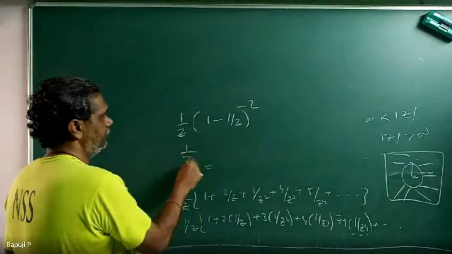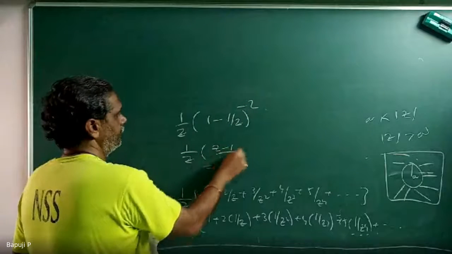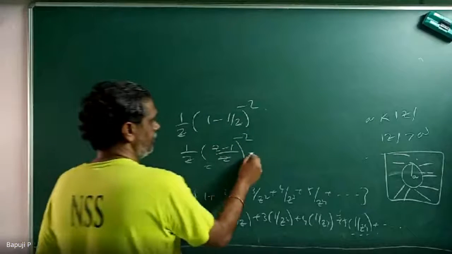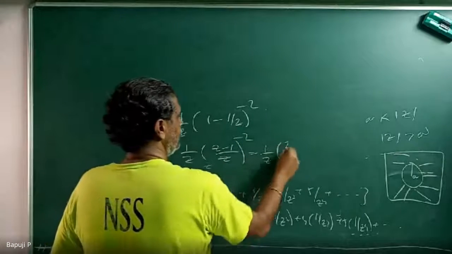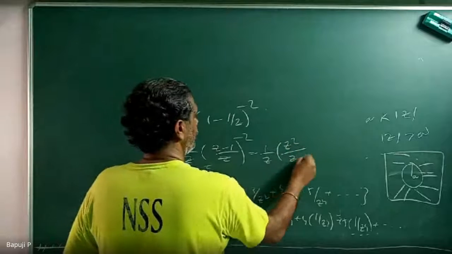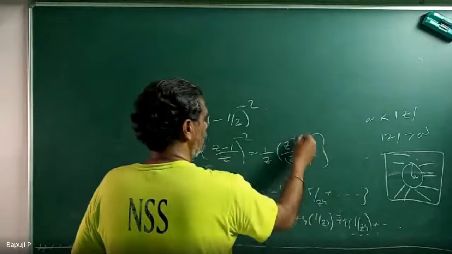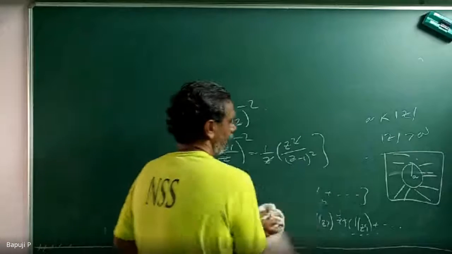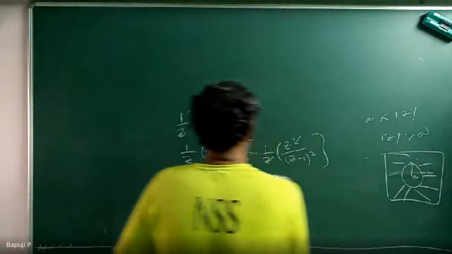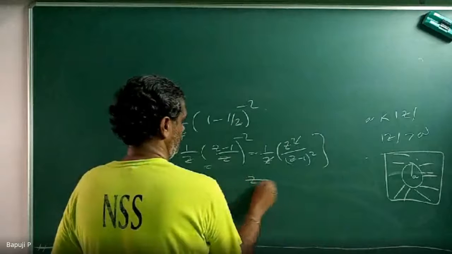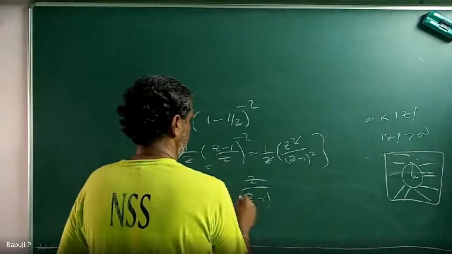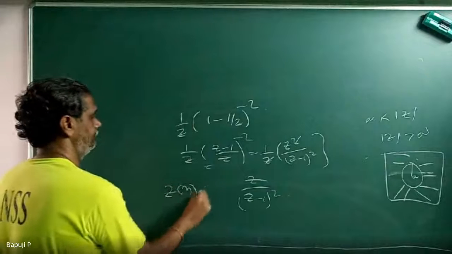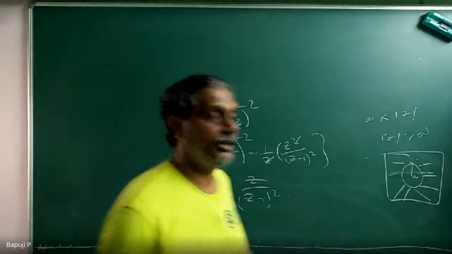So this is what? If you take the reverse, this becomes 1 by z, z square by z minus 1 whole square. The z square will cancel. So this is what Z of n is. Very important question, sir.